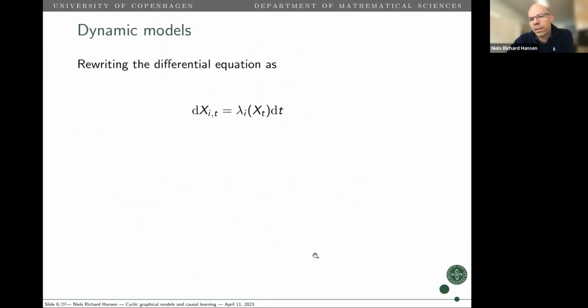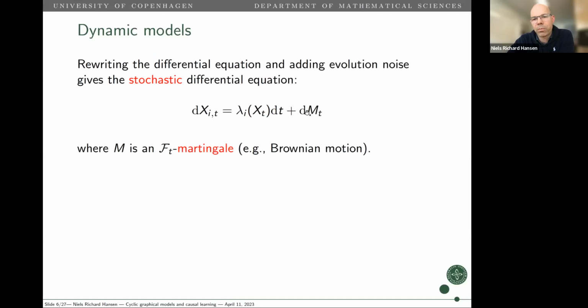Now, if we rewrite the differential equation a bit in terms of its intuitive interpretation, so a small increment of x here is given by the derivatives times the small increment of time, then a different way of introducing randomness into a system like this is by adding some noise. This is typically done in the framework of stochastic differential equations, where you have a drift term in the equation, and then you have this stochastic noise term, which is going to be a martingale. This could, for instance, be Brownian motion.